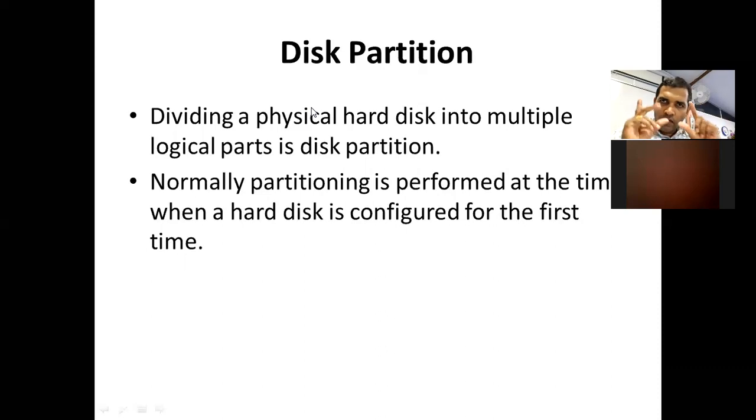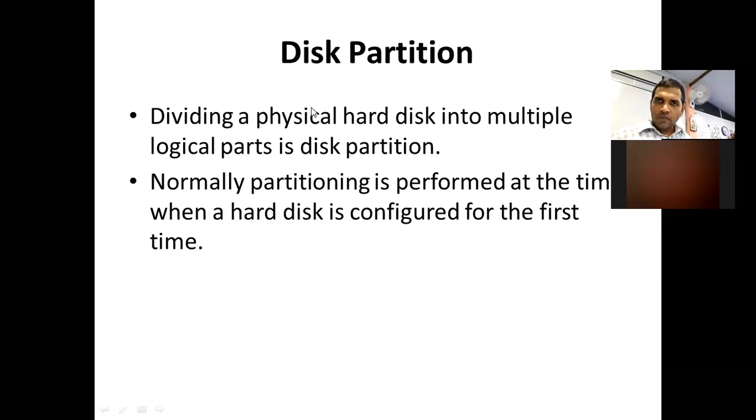So even though you have one physical hard disk, that one physical hard disk can be divided into multiple parts logically. The term logical means it is not real, but it seems that they are divided into 3. For us, it looks like 3 physical parts, but they are in fact not 3 physical parts. They seem that they are 3 parts. That is the meaning of logical parts. So one physical hard disk is divided into multiple parts. This action is called partition or disk partition.